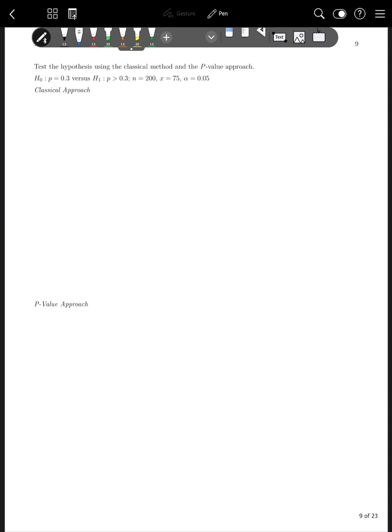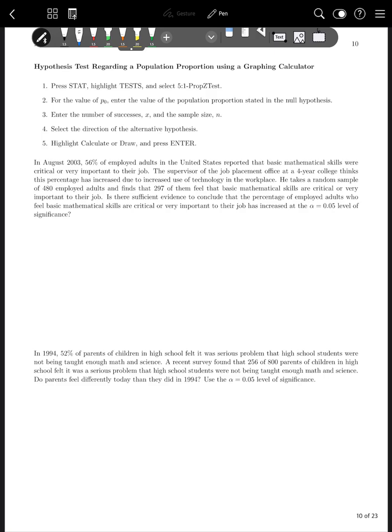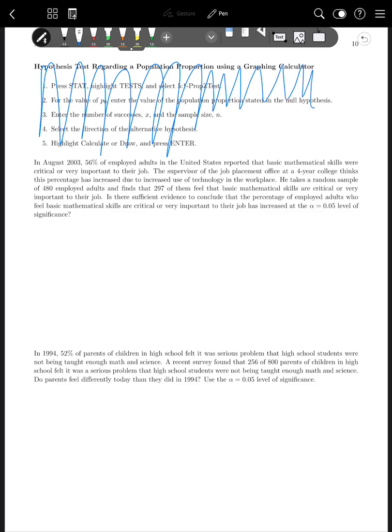So I'm going to skip over this problem on page 9, just for time's sake in the video, and we're going to go into the real application ones here. So we're not going to use these steps. These are for a TI-83 or 84. If you have one at home, feel free to use this. But instead, we're going to use ClassCalc.